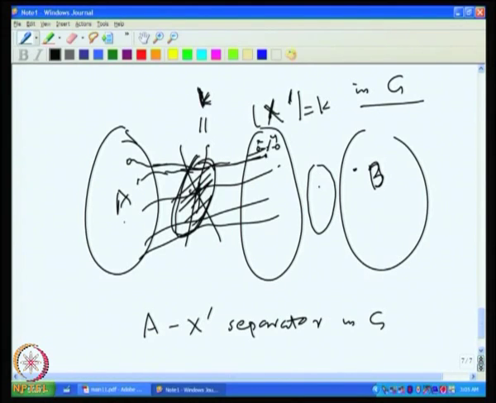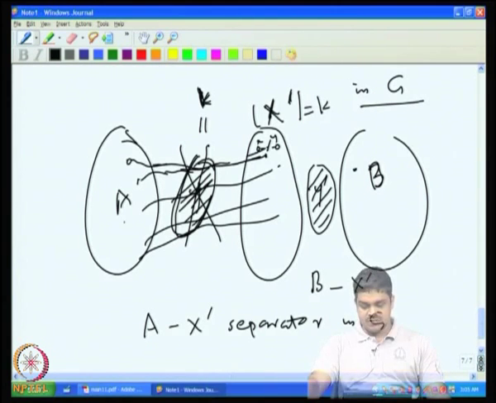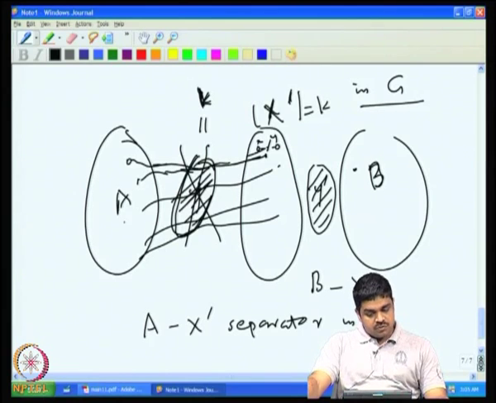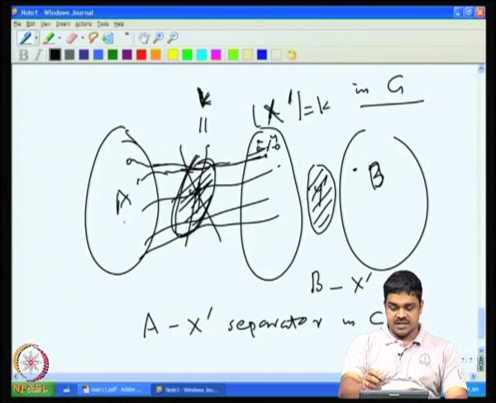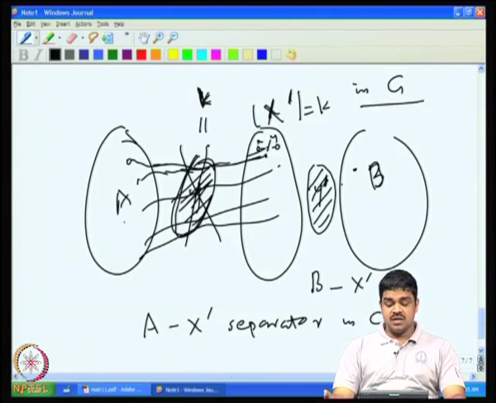And now, what about B? Suppose I consider a separator y dash of B x dash. The same argument is true here. Its cardinality has to be k. It cannot be more than k, because x dash itself is a separator of cardinality only k. Every B A path has to pass through x dash, and every B x dash path has to pass through y dash. That means every B A path has to pass through y dash, so y dash has to be of cardinality k.